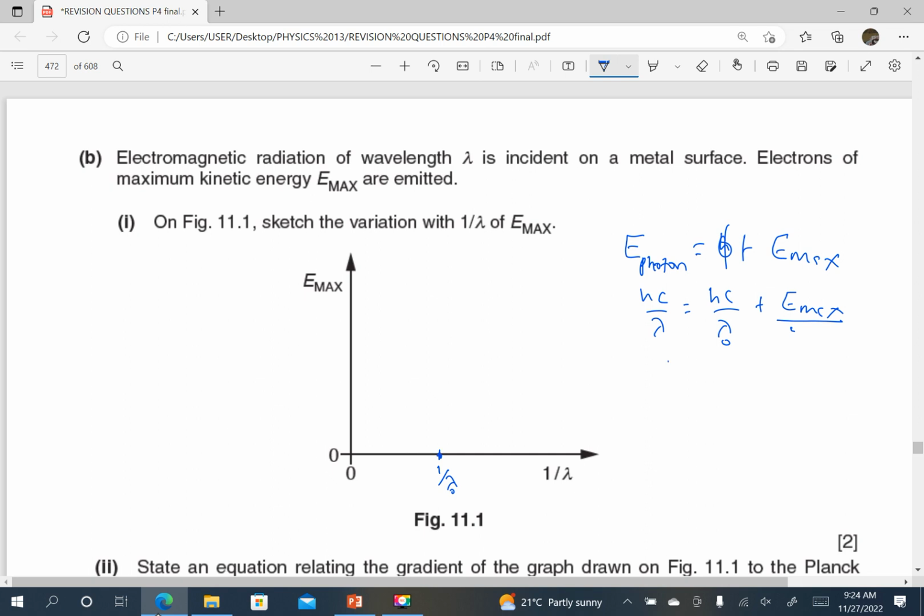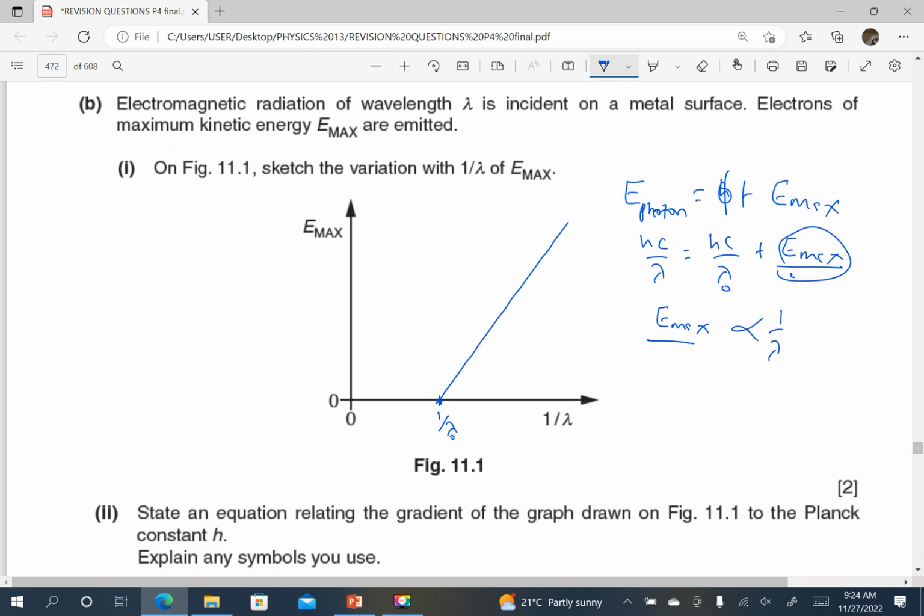Now you notice that for other points, Emax is directly proportional to 1 over lambda, so that is a straight line, which has an x-intercept at a certain value. So I will draw a straight line through 1 over lambda naught. Emax increases as 1 over lambda increases. That is a straight line. Note that Emax is directly proportional to 1 over lambda, but is inversely proportional to lambda itself. But this is a graph of Emax against 1 over lambda.